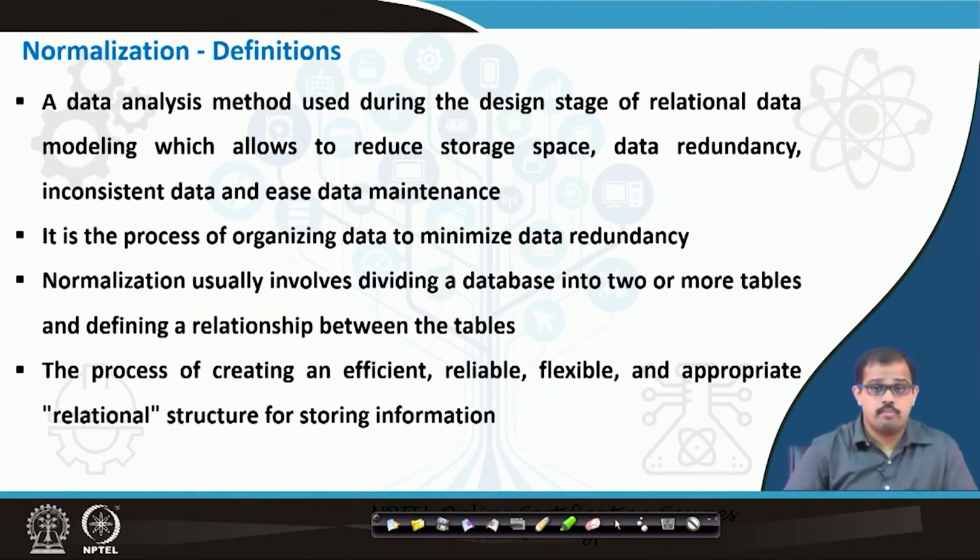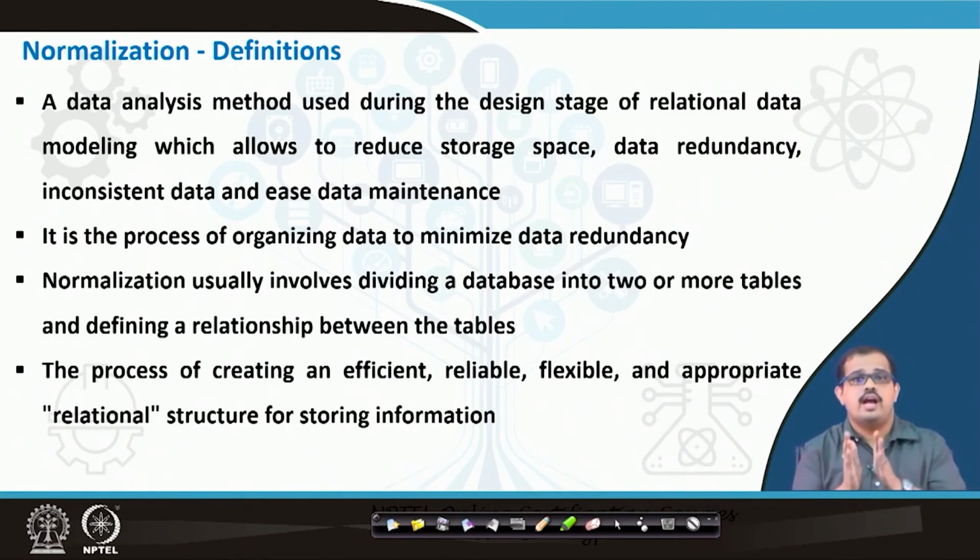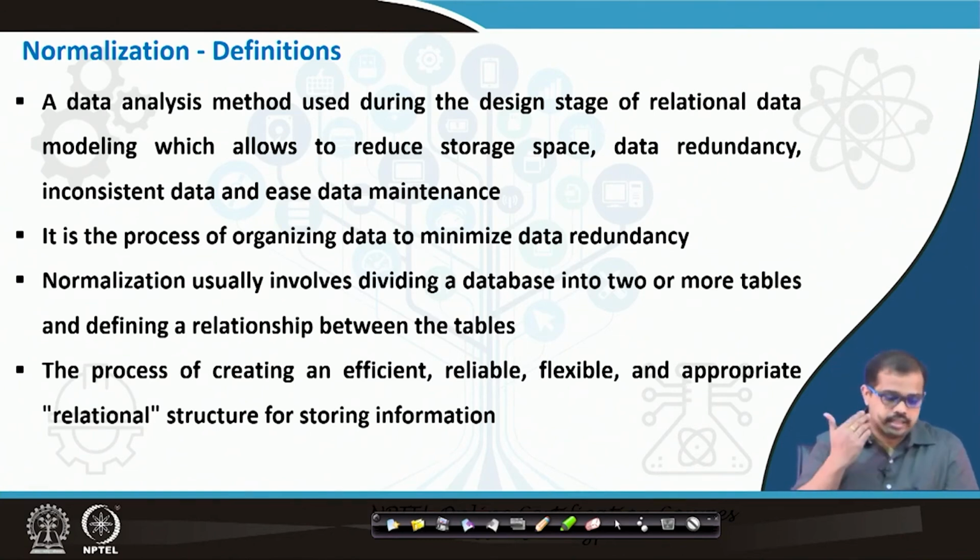Normalization usually involves dividing a database into two or more tables and defining a relationship between the tables. Always when you are looking at normalization, you are speaking about relationships and the tables that are there. The entire database will be divided into tables, and each table is defining a relation. So that tells you what normalization is. And the last thing is the process of creating an efficient, reliable, flexible, appropriate relational structure for storing information.